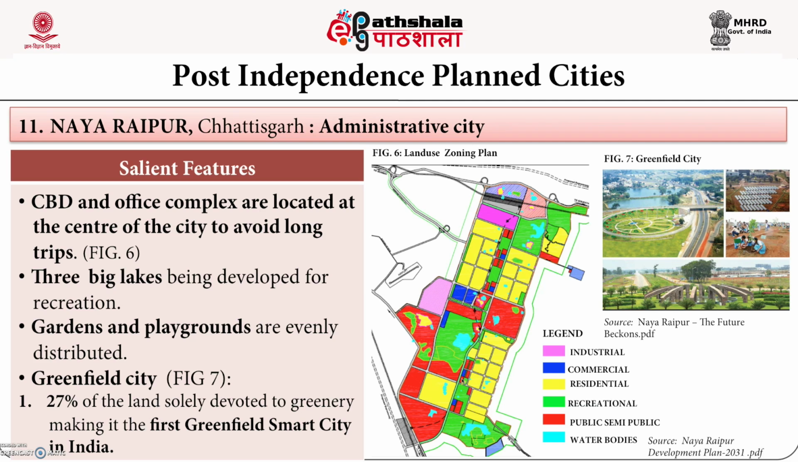So this was a greenfield city. These water bodies were nothing but the 3 big lakes which were developed, and the CBD and the office complex were located in the center of the city to avoid long trips. So the concept of home to work distance was considered, and the gardens and playgrounds were evenly distributed, and 27% of the land was solely devoted to greenery, making it the first greenfield smart city in India.